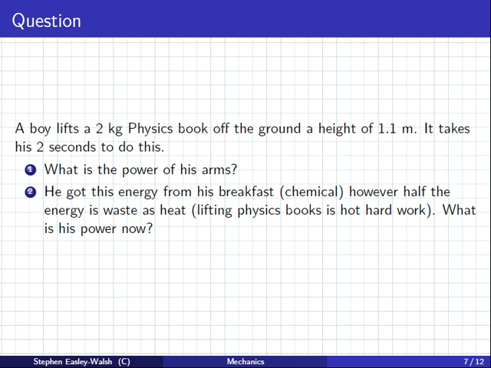Yeah, that's hard work. Builds up heat. Sweating profusely as you're lifting your physics book. He's wasting energy because he's producing heat. Like when, okay, I know 2 kilograms isn't really heavy, but you get the idea. If you're lifting up a heavy weight, the heat your body generates, that's waste. Because you want to lift the weight. You don't want to lift the weight and slightly heat up the room. You know? So, if the efficiency is 50% now, what's the power?